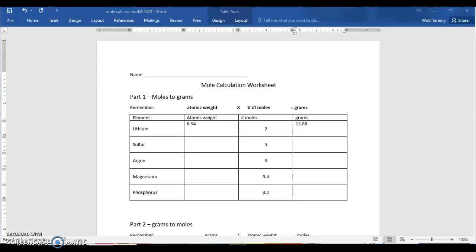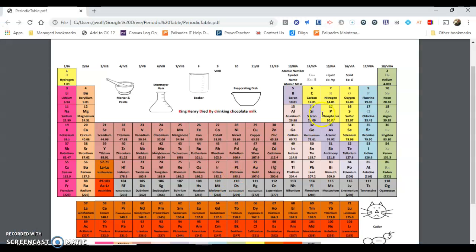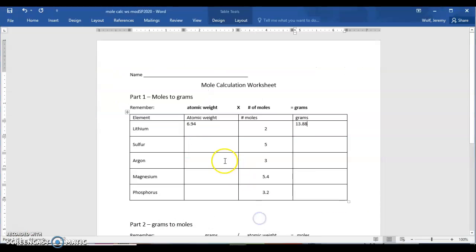If we go back to sulfur, go to our periodic table, we have sulfur right here, 32.07. So 32.07, I'm putting that in my calculator now. And then we go back to our mole calculations worksheet. So 32.07 times 5, and that gives me the number that I'm going to put here, 160.35. Bam, good to go. All right, so that's how you do the top part.